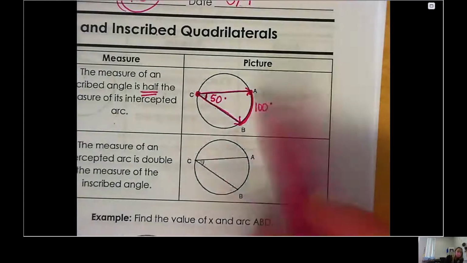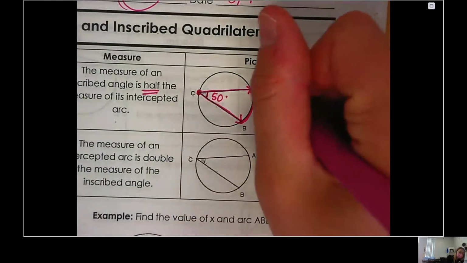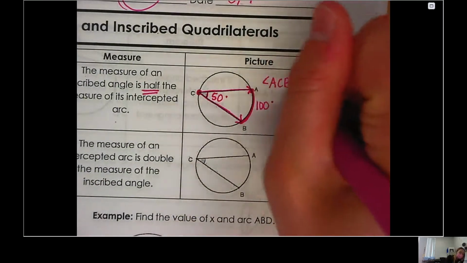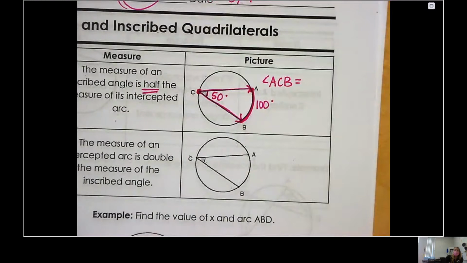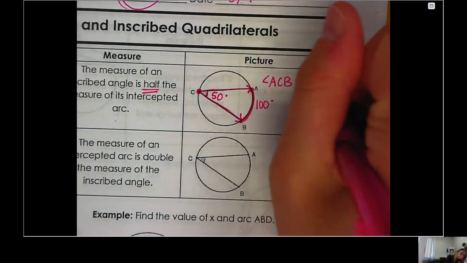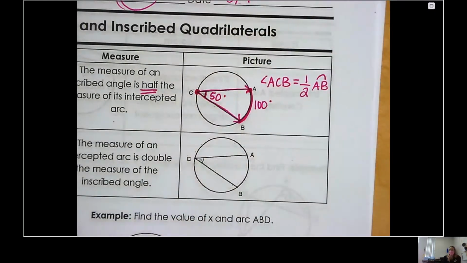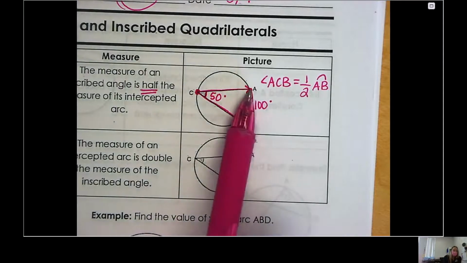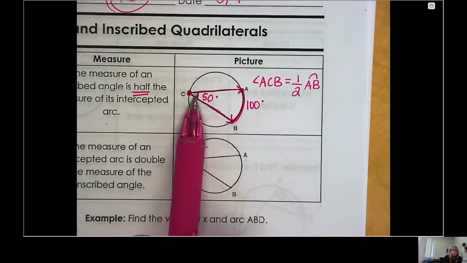To find the measure of this angle, angle ACB, I'm going to take 1/2 of arc AB. Or in other words, I'm going to take the arc and divide it by 2. So half of arc AB. That's the same thing as saying take the arc and divide it by 2. So if I give you this arc, you're going to divide it by 2 to get the angle.